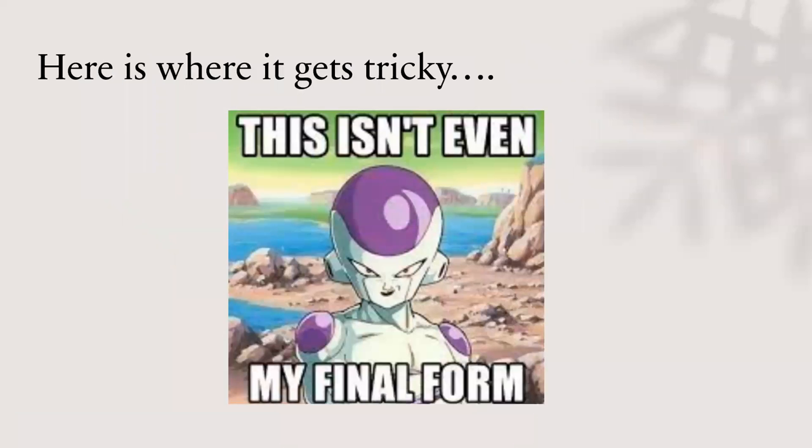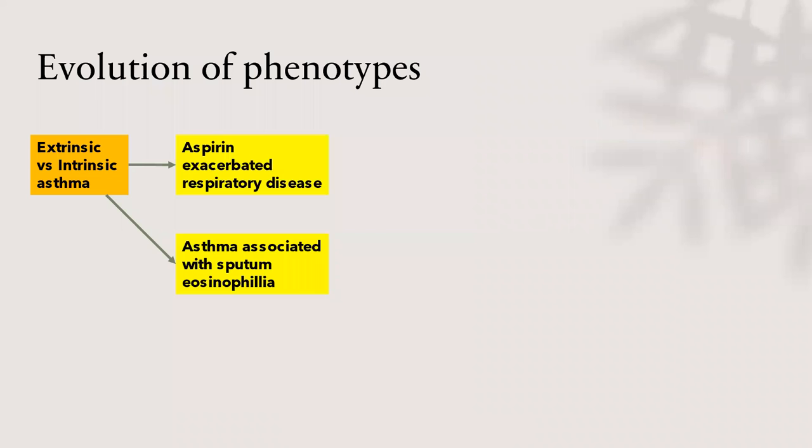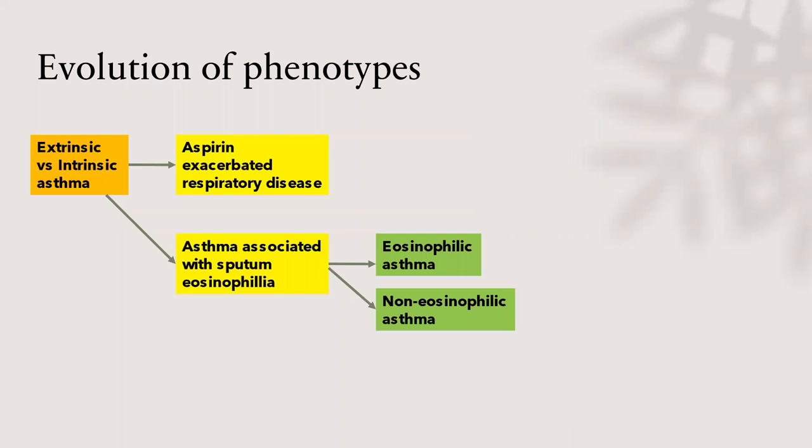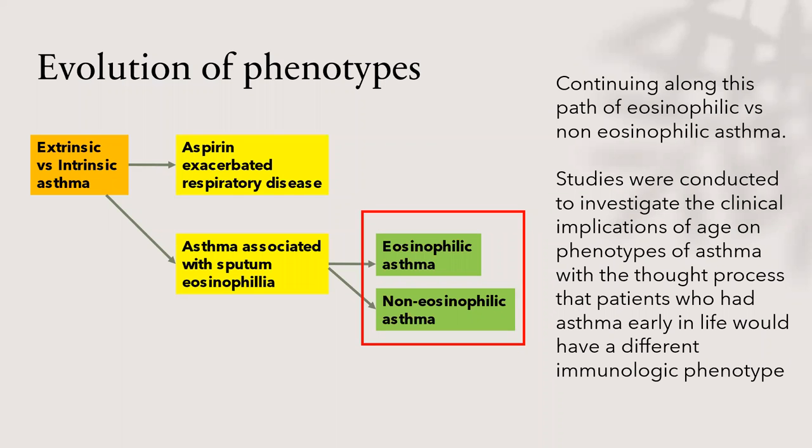But here's where it gets tricky, okay? I'm going to try to guide you through the next few phenotypes that they thought about. When they looked at the patients who they now clearly identified as having eosinophilic asthma and non-eosinophilic asthma, the one thing they wanted to make sure was, are there other factors besides that on a phenotypic level? If you're looking at a patient in the clinic, does their age matter? Does the fact that they have atopic symptoms matter? Did those also play a factor in this?